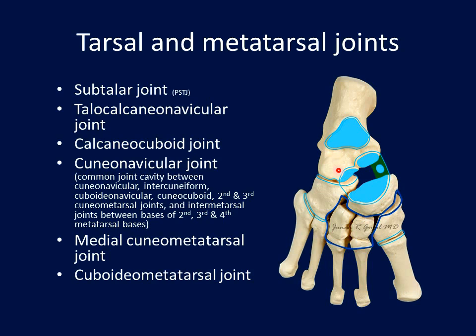The calcaneocuboid joint is 2 cm proximal to the tuberosity of the 5th metatarsal bone and lies almost in the same transverse plane as the talonavicular joint. Both these joints, talonavicular and calcaneocuboid, have separate joint cavities, but together are known as the mid-tarsal joint or transverse tarsal joint or Chopart's joint.